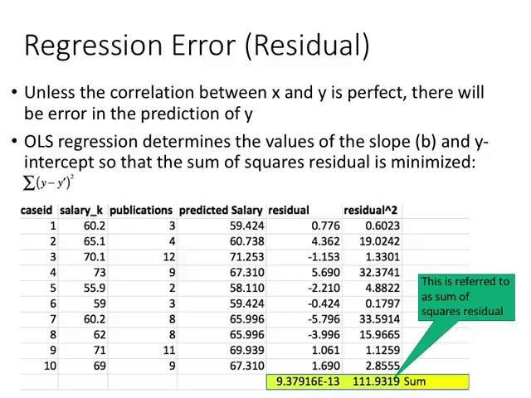So what we did is we took their publications, plugged it into the equation, came up with the predicted amount, took the difference between their actual and the predicted to get the residual, and then we squared that to alleviate that problem. And there'd be other ways to alleviate it, but the way that mathematicians have, we square. If you take the absolute value, it would be another way, but the fix that is most often used is to square those values, and we get this thing referred to as sums of squares residual.